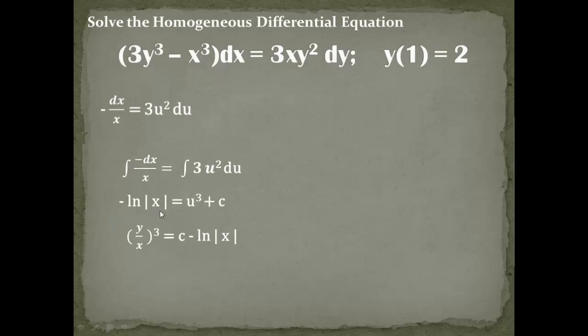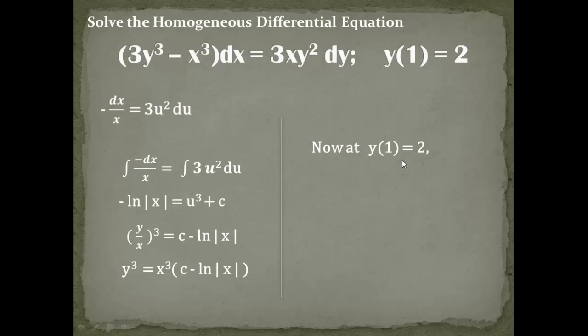Now, returning the value of u to y over x, we have y over x cubed is equal to c minus ln of the absolute value of x. Simplifying this equation, we have y cubed is equal to x cubed times the quantity of c minus ln of the absolute value of x.